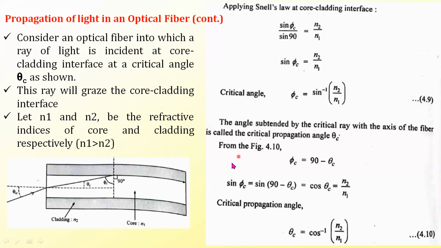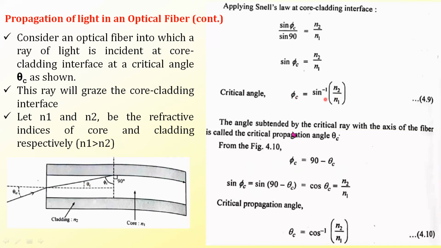The angle subtended by the critical ray with the axis of the fiber is called the critical propagation angle. So the actual critical propagation angle is this theta c. So theta c is nothing but 90 minus phi c, right? So phi c is equal to 90 minus theta c.